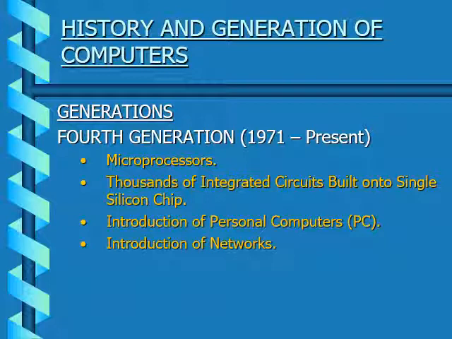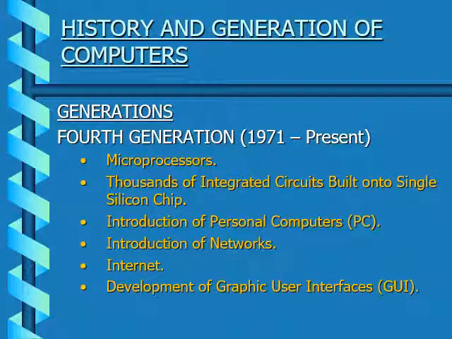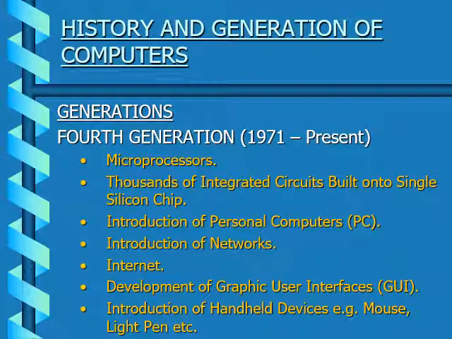Then there was the introduction of computer networks and personal computers, what we call a PC. It came about in the fourth generation. And then there was the internet, a network of networks. And then the development of the GUI, a graphical user interface, which is a graphical interface that a user interacts with to communicate with a machine.